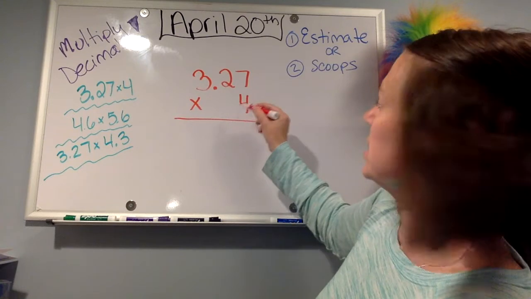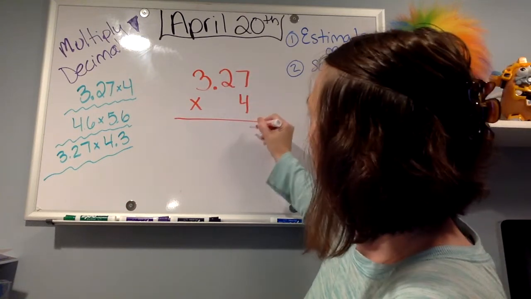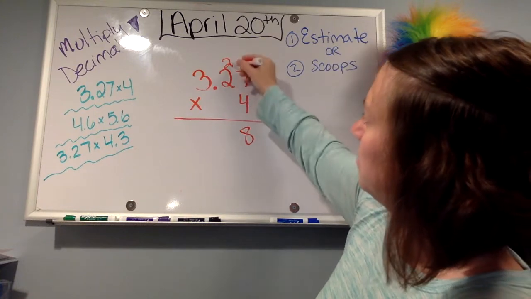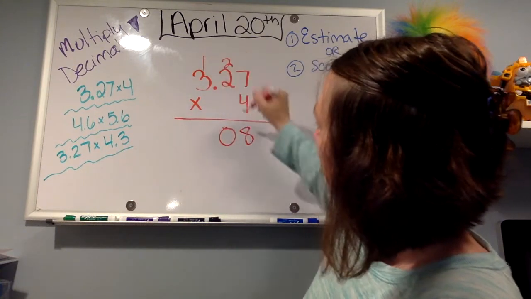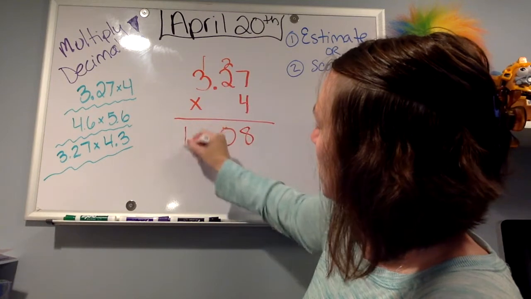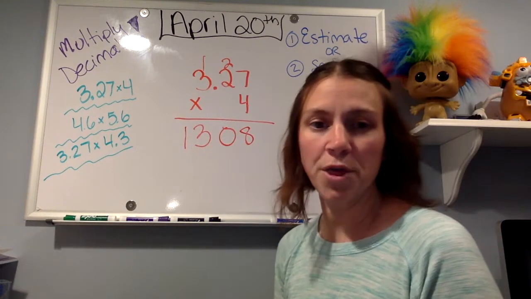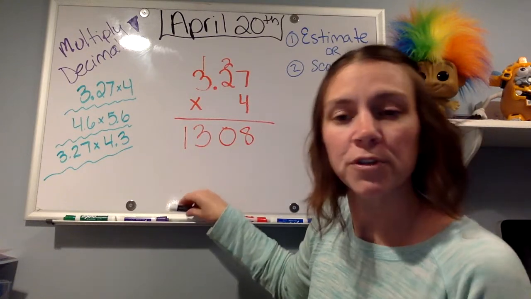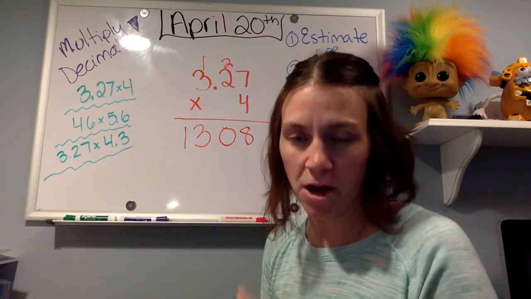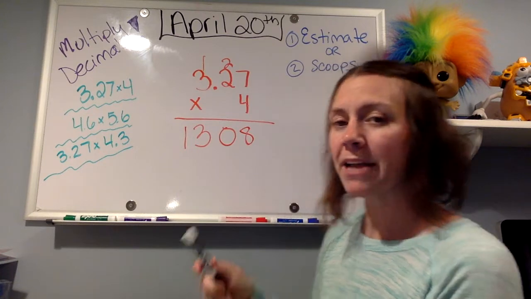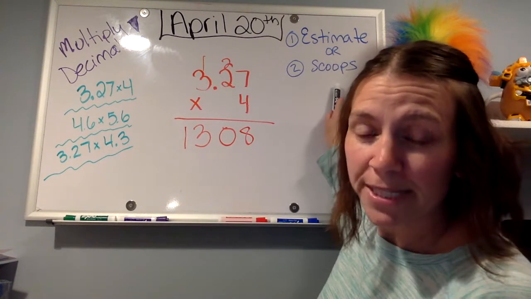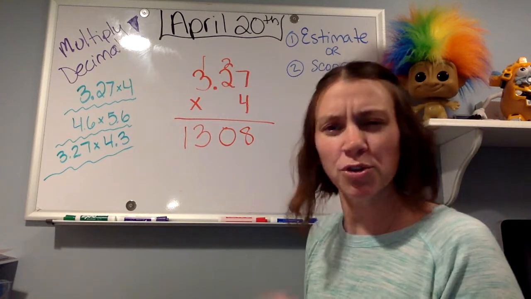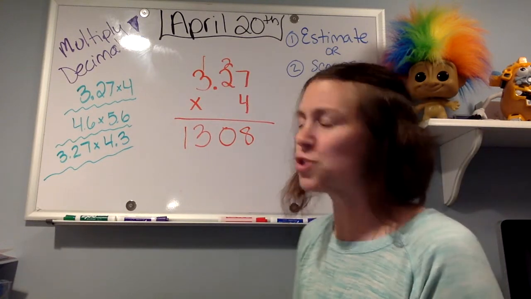So we go through the steps. 4 times 7, we know, is 28. And 4 times 2 is 8, plus 2 is 10. And 4 times 3 is 12, plus 1 is 13. So there's my answer, 1308. But now we have to worry about the decimal. So there's two different ways that we teach this. My favorite one is scoops, because that's the easiest for me, but a lot of people like to estimate. So I'm going to do the estimating one first real quick, and then I'll show you the scoops.